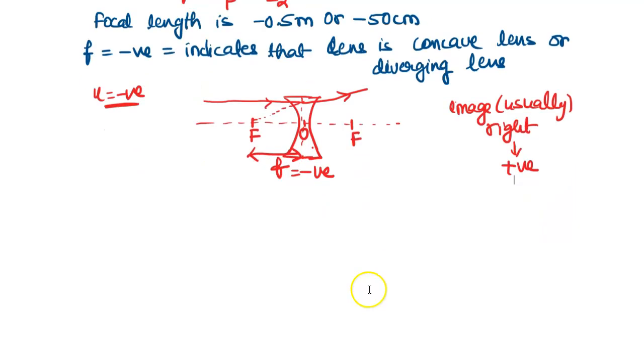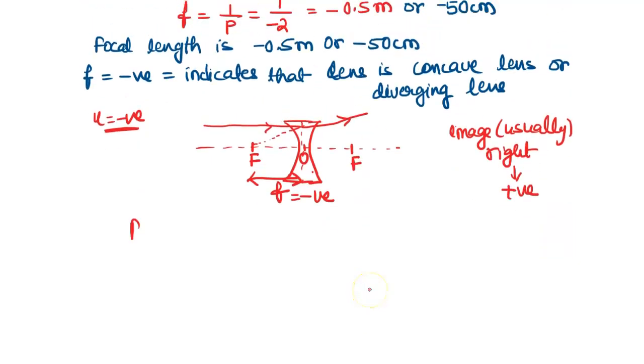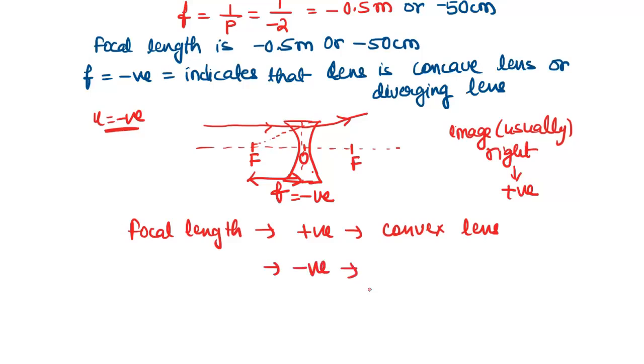So we concluded that for focal length of a lens, if it is positive, we consider it a convex lens, because it converges the light on the right side. And if the focal length is negative, that means the lens is a concave lens, because it diverges the light and the focal point is on the left side.